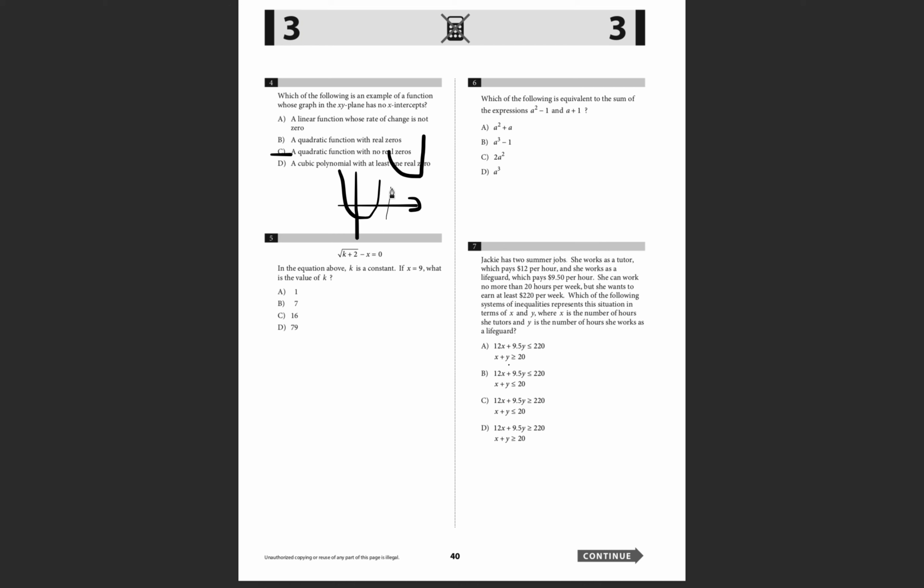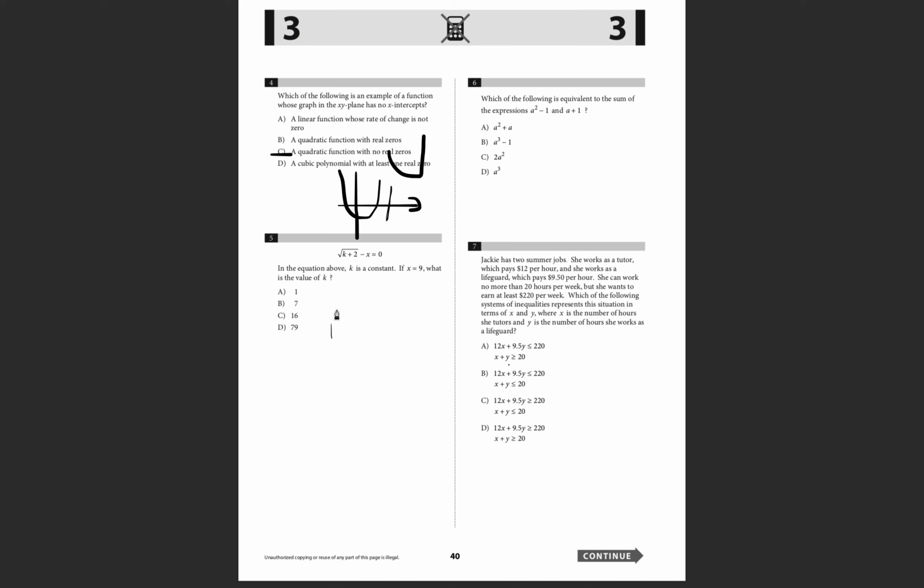Number 5, if x equals 9, so we just plug x equals 9 in, and we get square root of k plus 2 equals 9. Then that gives us k plus 2 equals 81. K equals 81 minus 2, which is 79, which is answer D.